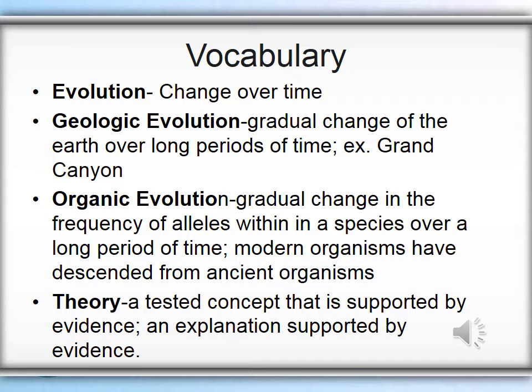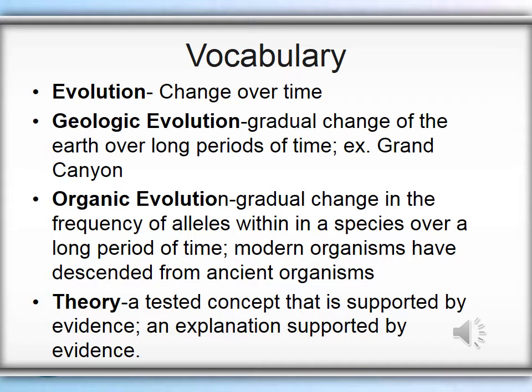Organic evolution is a gradual change in the frequency of alleles within a species over a long period of time. Modern organisms have descended from ancient organisms. So organic evolution is basically the evolution of the living world, unlike geologic evolution, which is basically the evolution of the Earth. We see both happening.